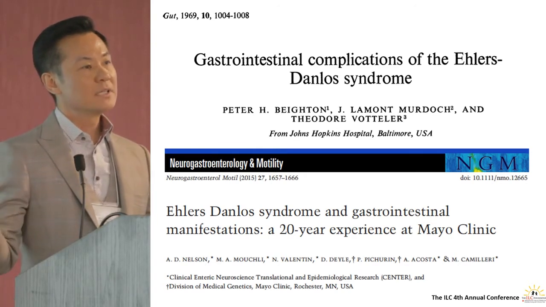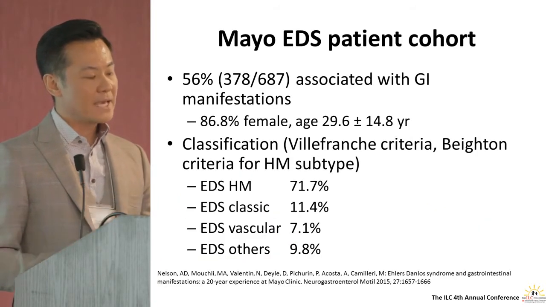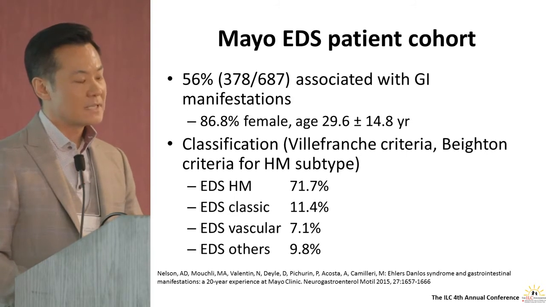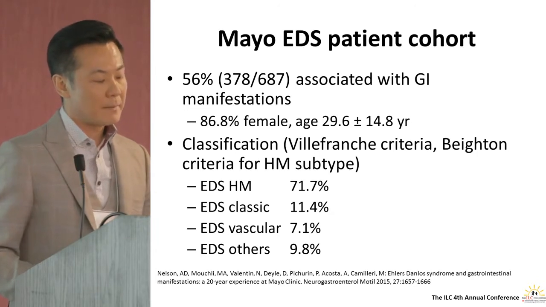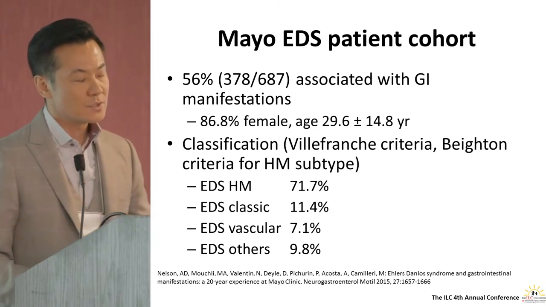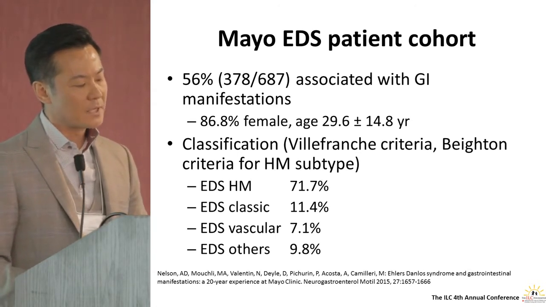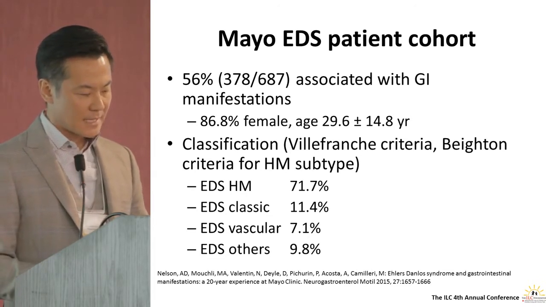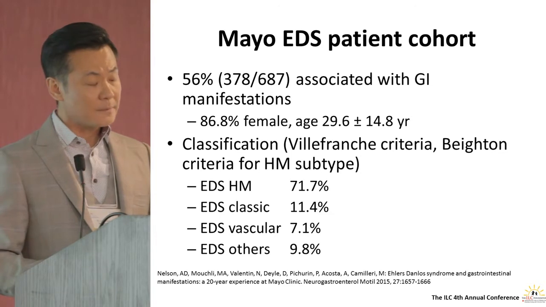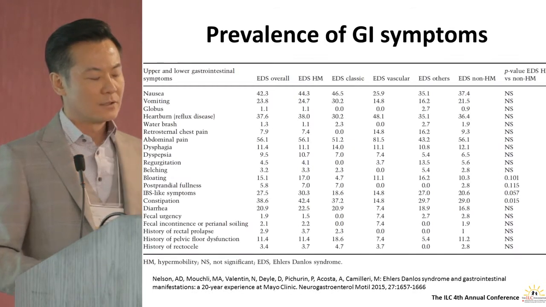collectively putting together 20 years of experience among the 378 patients identified to have GI manifestations in the cohort of 687 patients. The majority of those patients are women, and the age at diagnosis was around 30 years. They used the classification that you're all very familiar with, and a majority of those, about three-quarters, are the hypermobility type, and the classic, vascular, and the other, and the undifferentiated one, as listed there. So this is their cohort. The majority are hypermobility, so they grouped all the other subgroups into non-hypermobility.